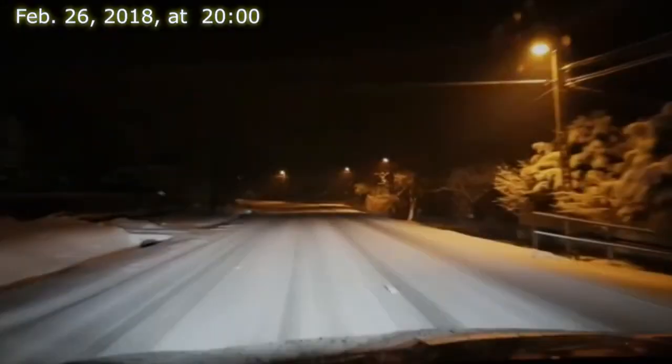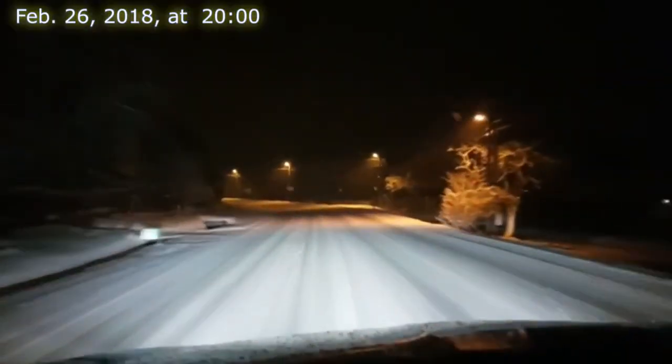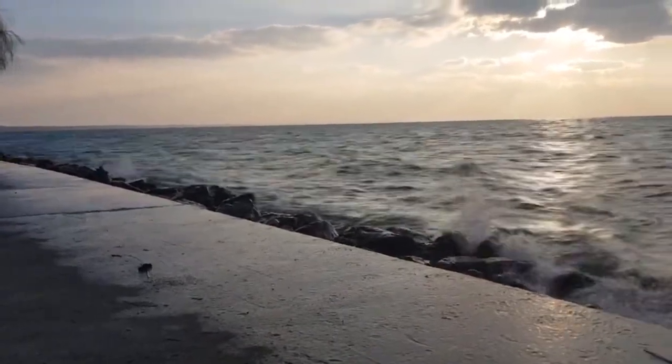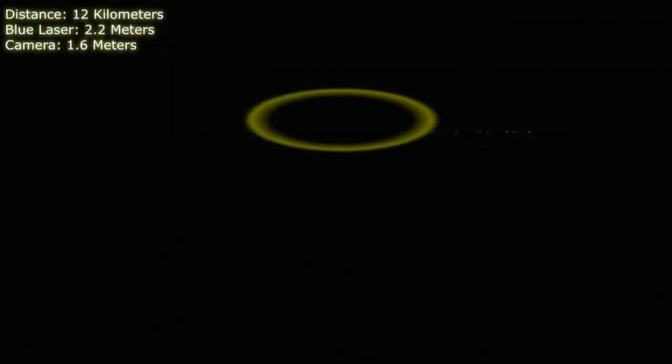On February 26, 2018, on the last night of the team's scheduled stay at the lake, FE Core observed both the blue and green lasers placed at Balaton Vilagos and seen from Siofok 12 kilometers away. Measurement 2. On February 26, 2018, at 8 o'clock p.m., the blue laser was placed on the salad at 2.2 meters or 7.2 feet above the surface of the lake at Balaton Vilagos. The source of the beam was seen from Siofok 12 kilometers or 7.46 miles away at 1.6 meters above the lake.